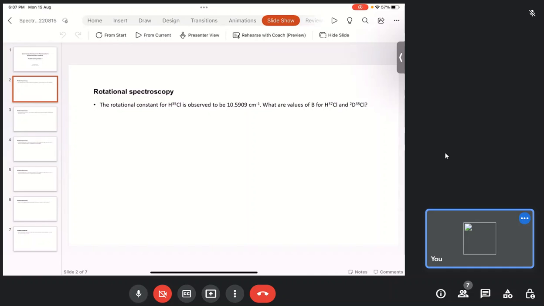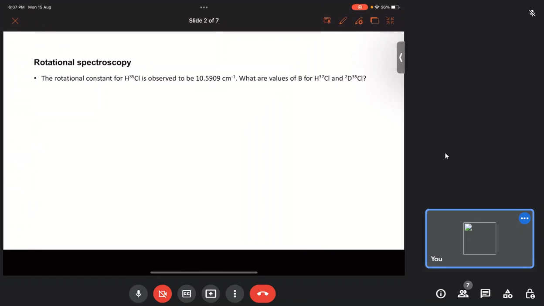So this question is about rotational constant. The rotational constant of 1H 35 chlorine is observed to be 10.5909 centimeter inverse.